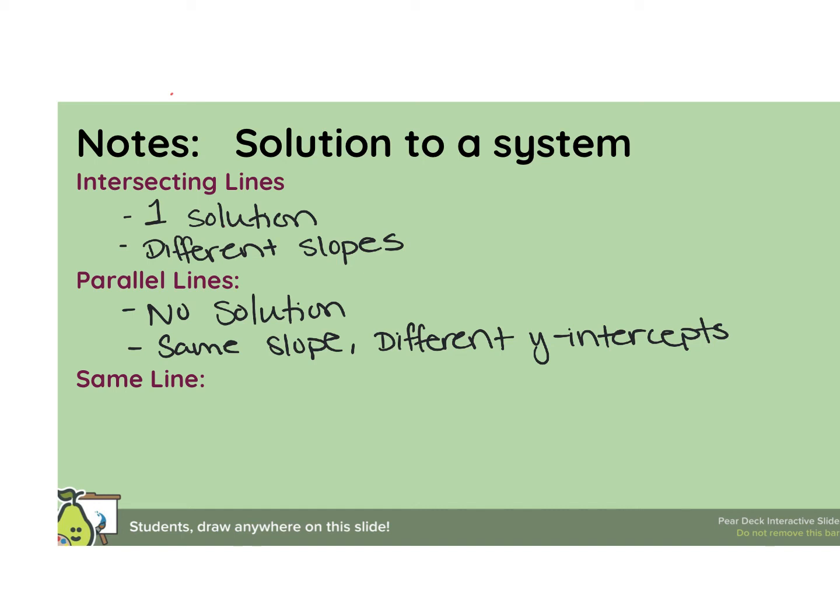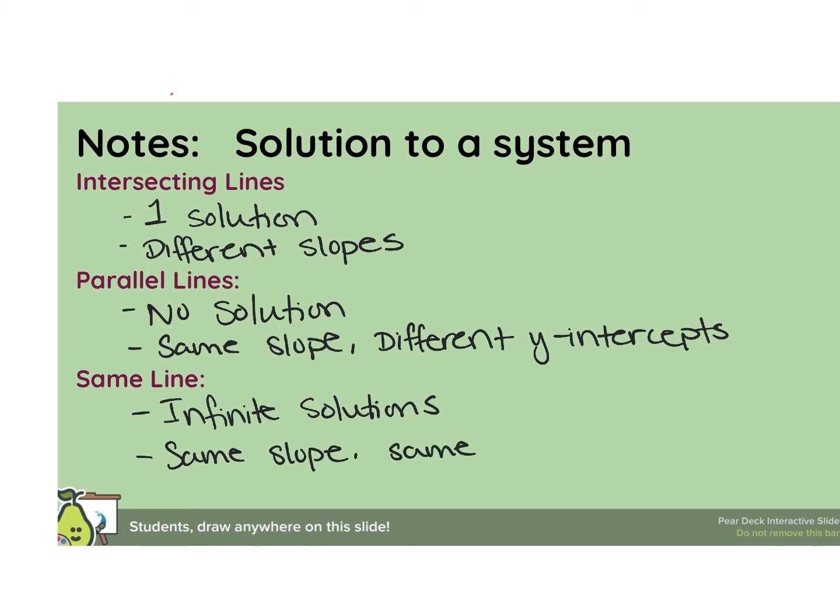And then finally, if it's the same line, that's infinite solutions. So that's when you graph a line and then the second line is graphed right on top of it because they are exactly the same. So when you're looking at the equation, they're going to have the same slope and they're going to have the same y-intercept. So everything is the same.